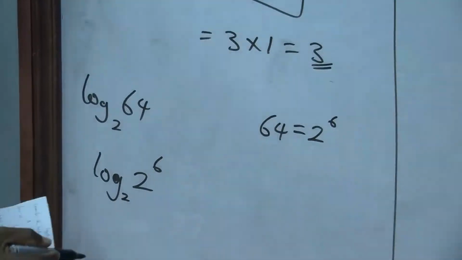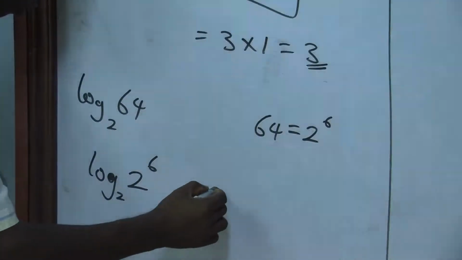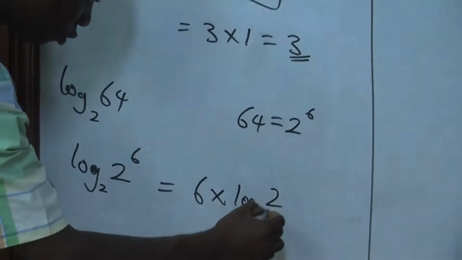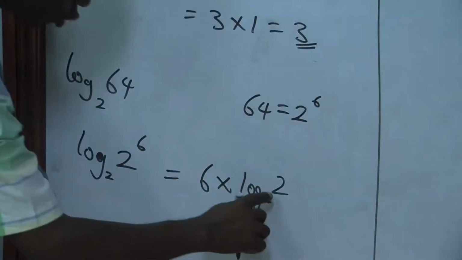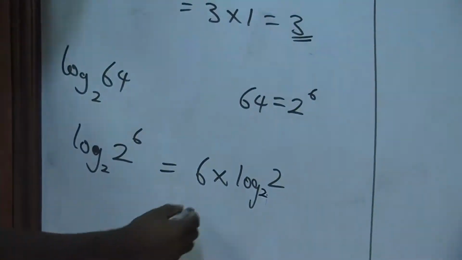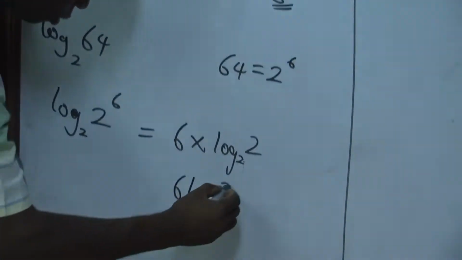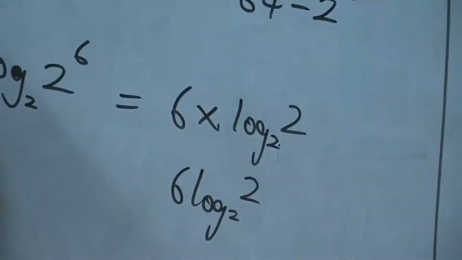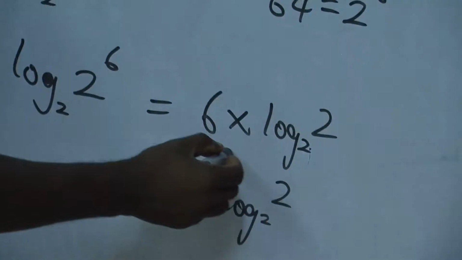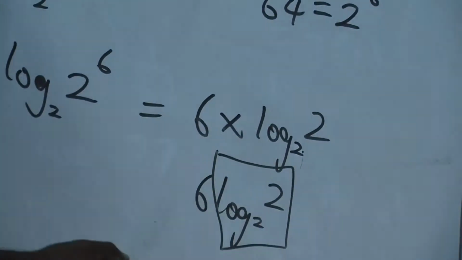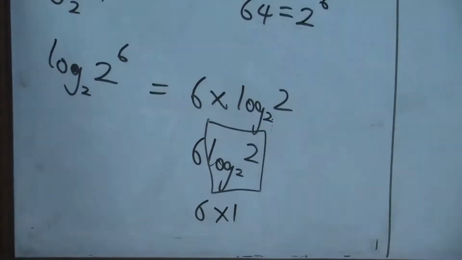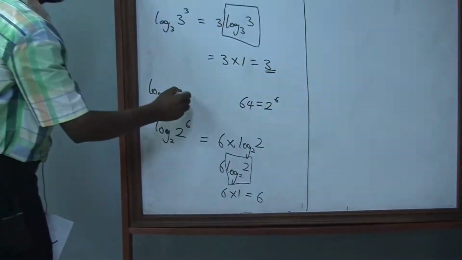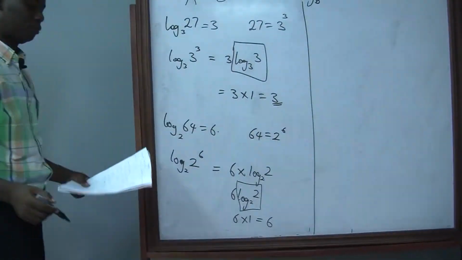And according to law number 3, this will equal 6 multiplied by log 2 in base 2. Mind you, log 2 in base 2 reflects our law number 4, and it says that everything we have in this box equals 1, which gives us 6. So log 64 in base 2 equals 6.